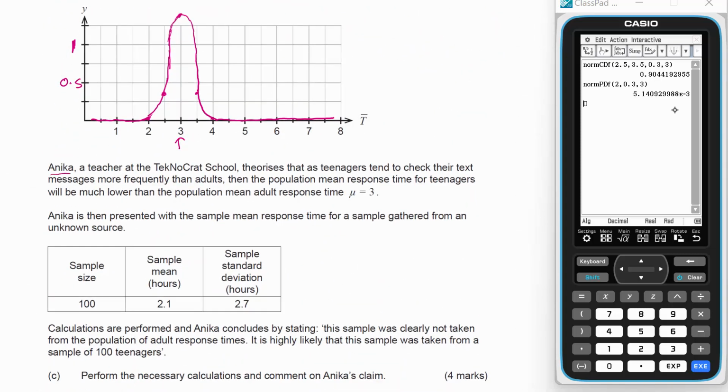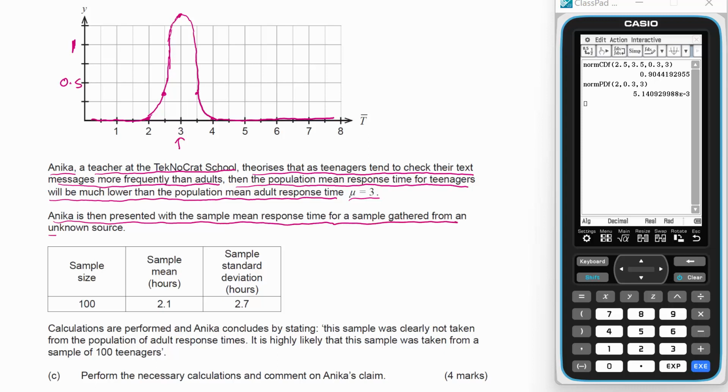Okay. Annika, a teacher at the Technocrat School, theorizes that as teenagers tend to check their text messages more frequently than adults, then the population mean response time for teenagers will be much lower than the population mean adult response time, mu equals 3. Annika is then presented with the sample mean response time for a sample gathered from an unknown source. Now that is of crucial importance. We do not know the source of the information she has.